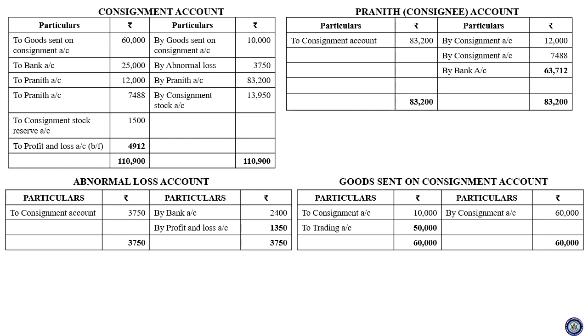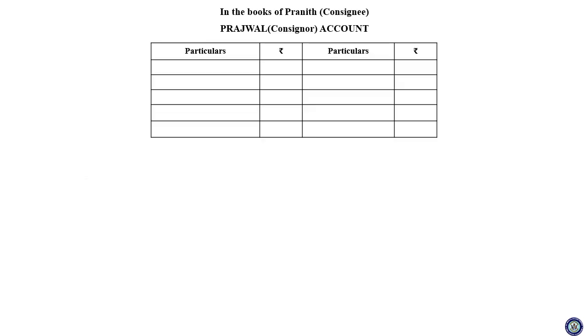So if you are done, next you draw the lines for the ledger accounts prepared under the consignee's books. In the books of Pranit, that is the consignee, you have to prepare the consignor's account, that is Prajwal's account. First, the consignor is going to receive the sale money, that is by bank account, but you have to pay expenses to the consignee as well as commission to the consignee. So after paying, the net figure that he has to receive from Pranit is 63,712.